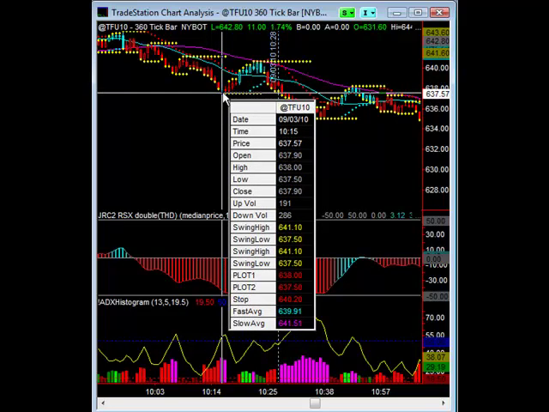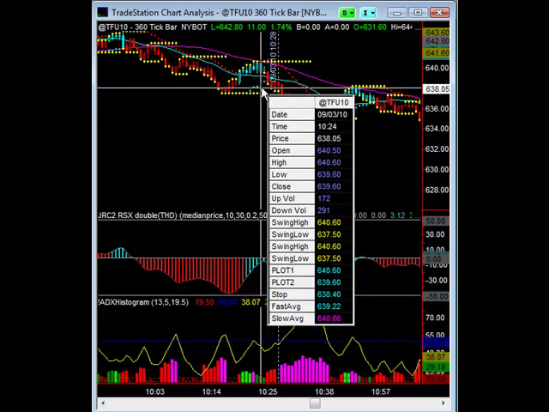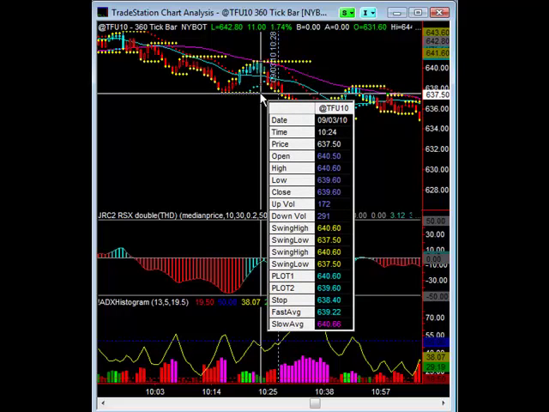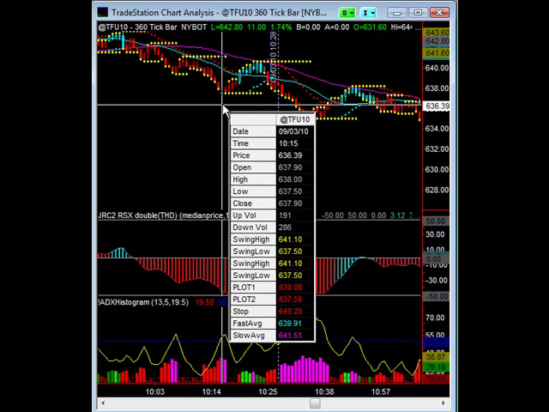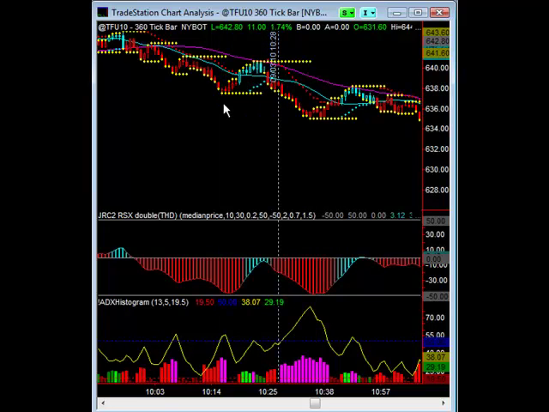Now, what we are waiting on is for price to pull back to either the 20 or 50 period moving average with a close in our direction. We actually get that on this bar at 10:24. So at that particular time, we know that it's going to come back and test the low at 637.50.